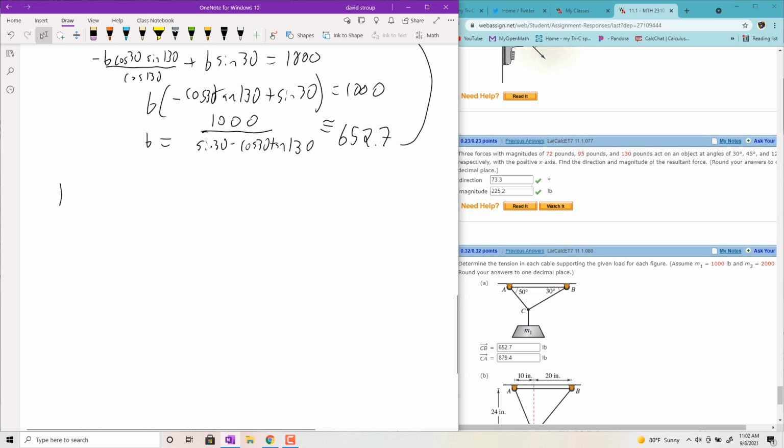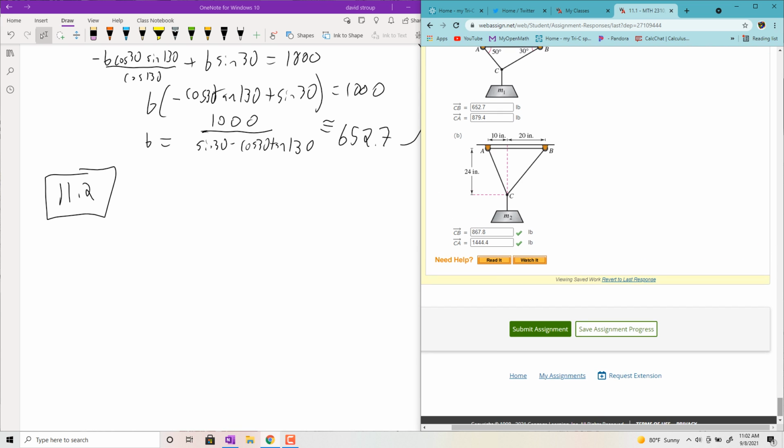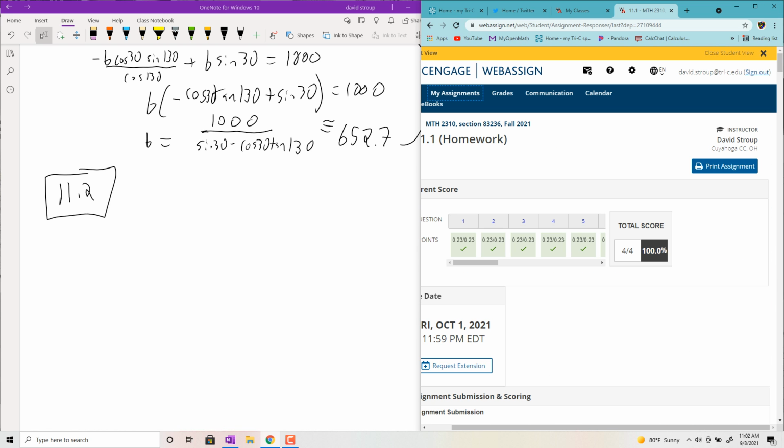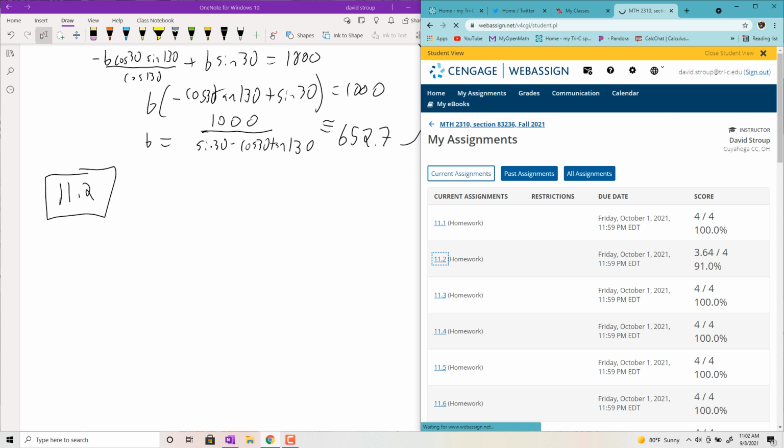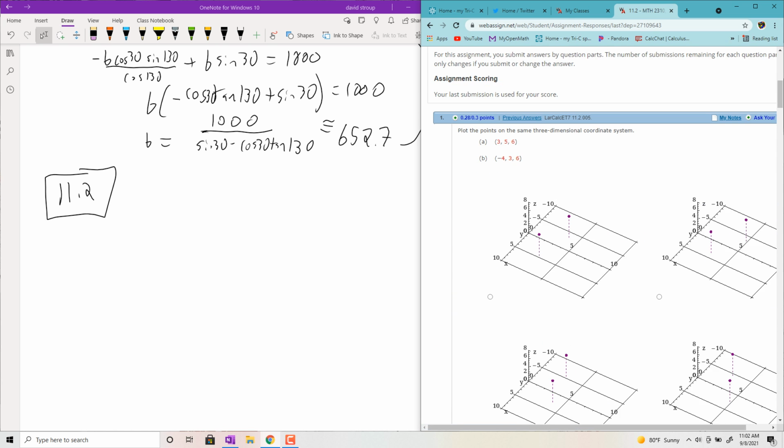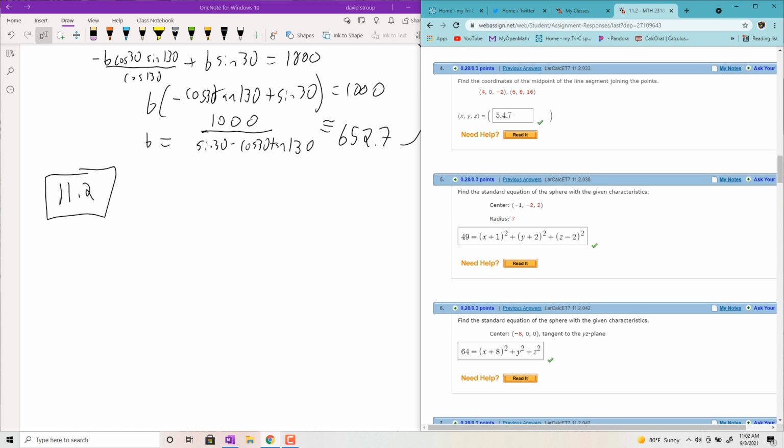Let's look at 11.2. In 11.2, we were introduced to the idea of the distance formula here in space, spheres, and just working basically with vectors in space. So let me cruise on over to those problems. Assignments. Yeah, so you see a bunch of these now; we're in 3-dimension type problems. Let's look at problem number 6.